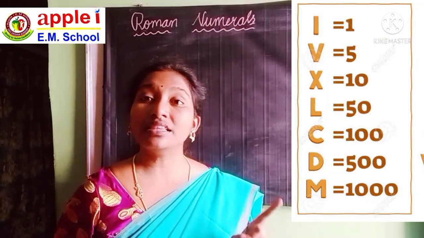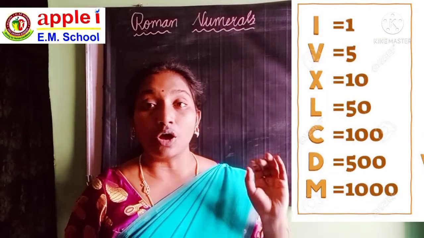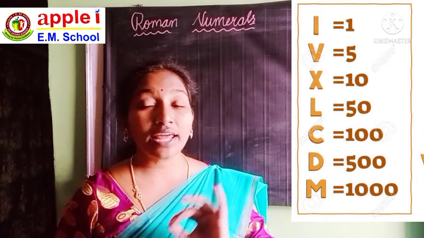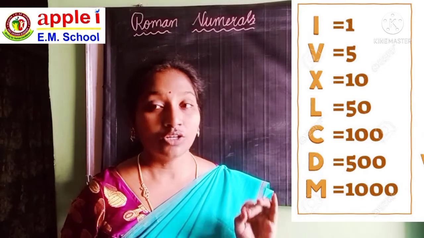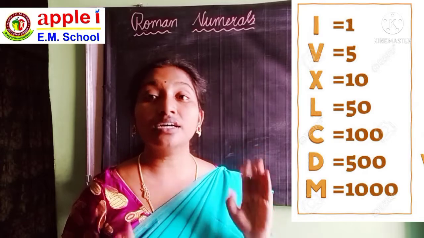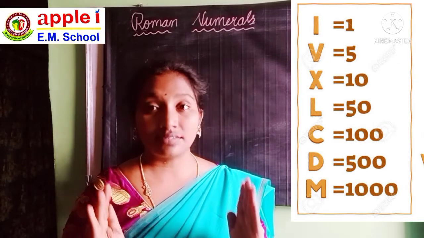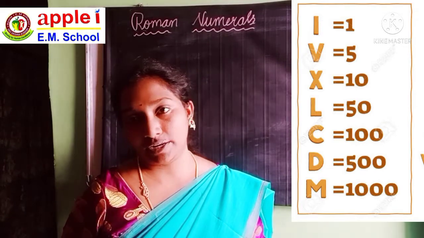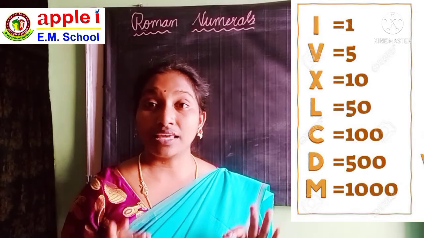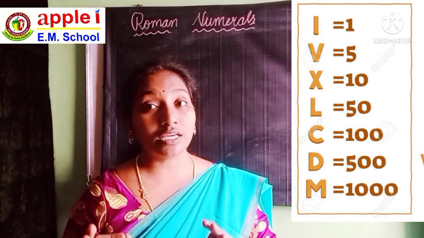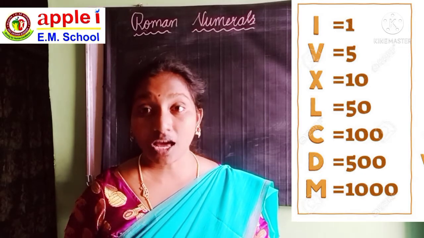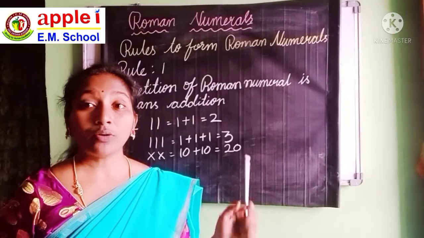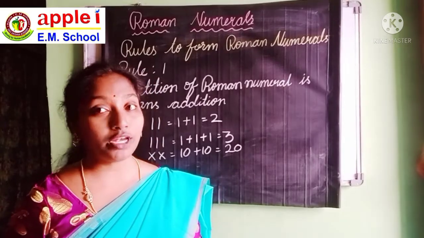So, by using these 7 symbols, Romans used to write the numbers. We don't have 0 in Roman numerals, so there is no symbol for 0. Remember this point. In bits you will get it like this also: there are how many basic symbols in Roman numerals? 7 basic symbols.